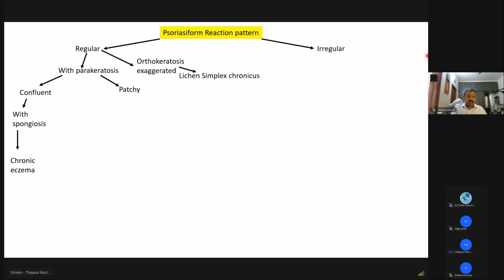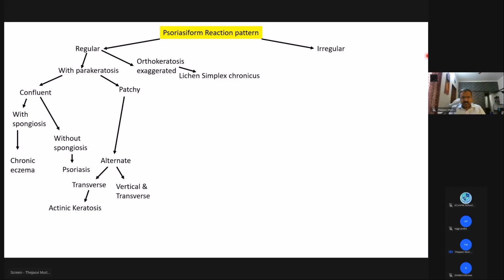Confluent with spongiosis, it is chronic eczema. You don't tend to see spongiosis in psoriasis, or only minimal spongiosis, except for palm, sole, and scalp psoriasis. So without spongiosis, it is most likely psoriasis. If it is patchy parakeratosis, alternating transversely along the keratin layer, then it is actinic keratosis. If it is vertical and transverse, that is a checkerboard pattern, pityriasis rubra pilaris.